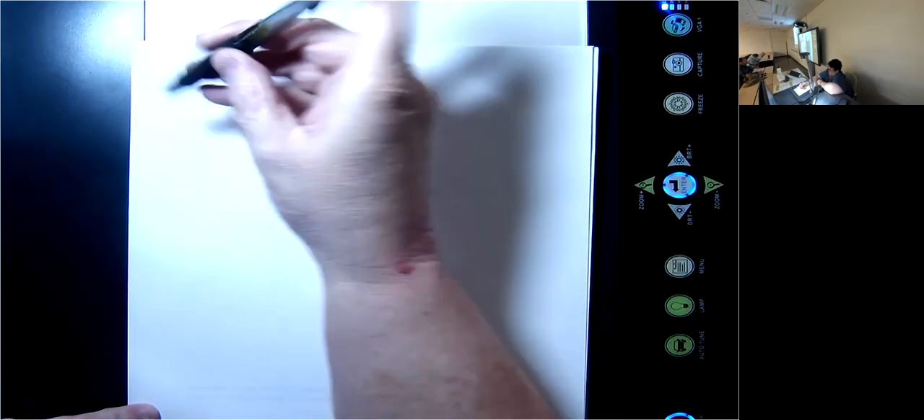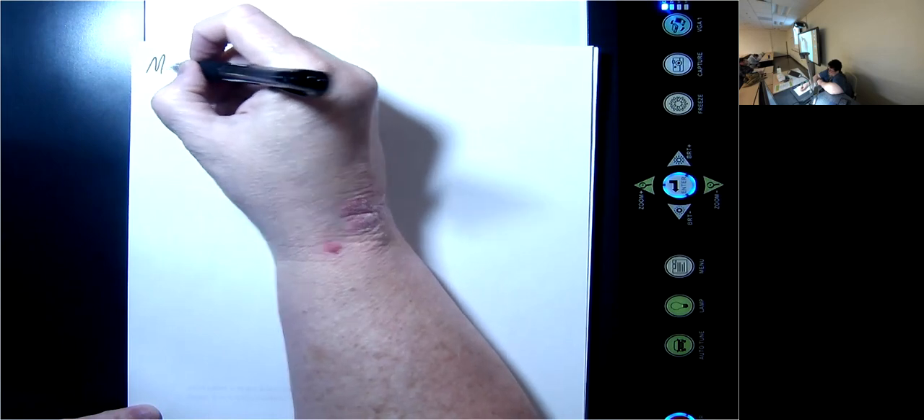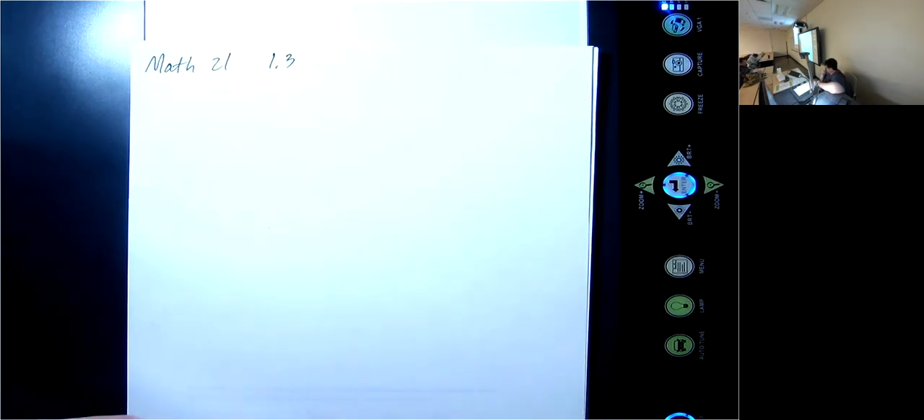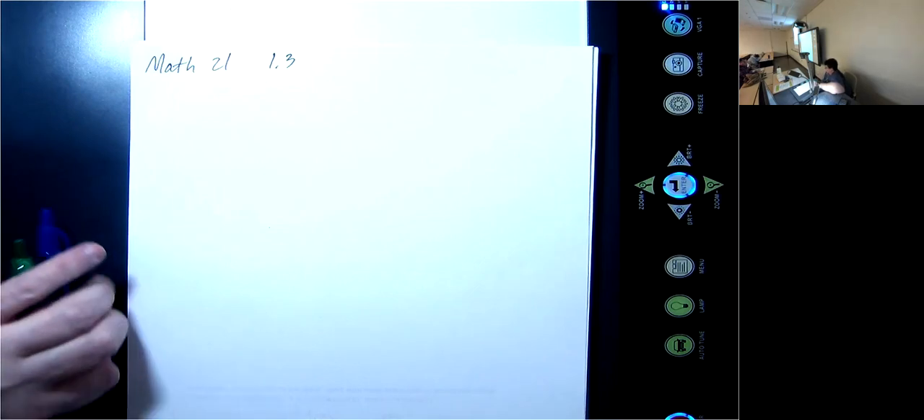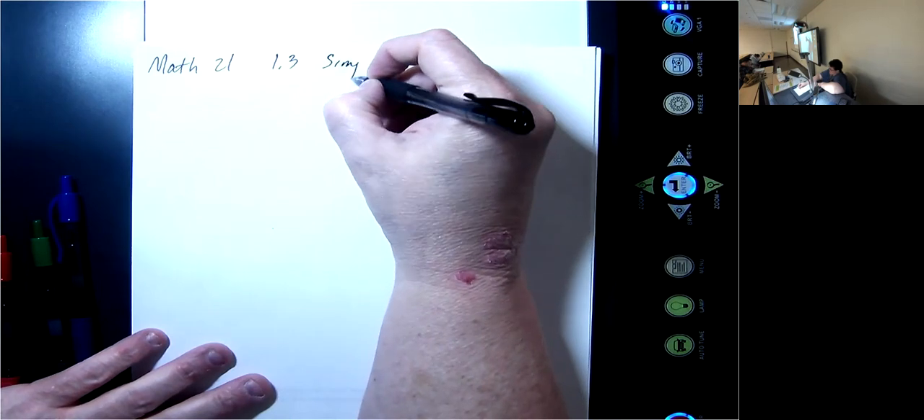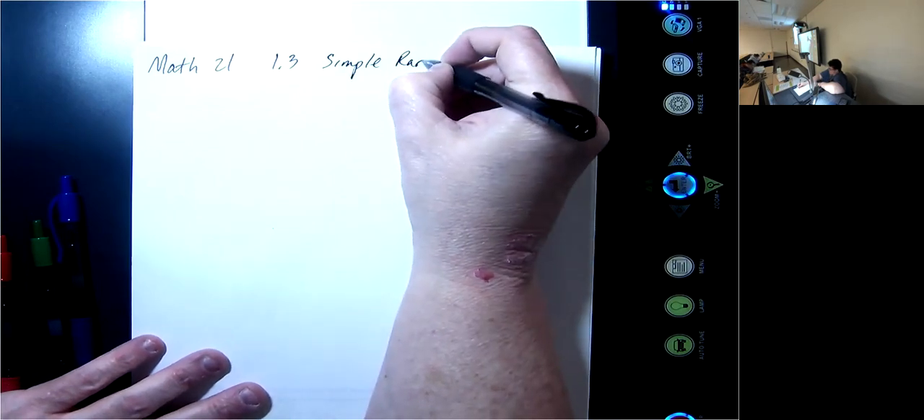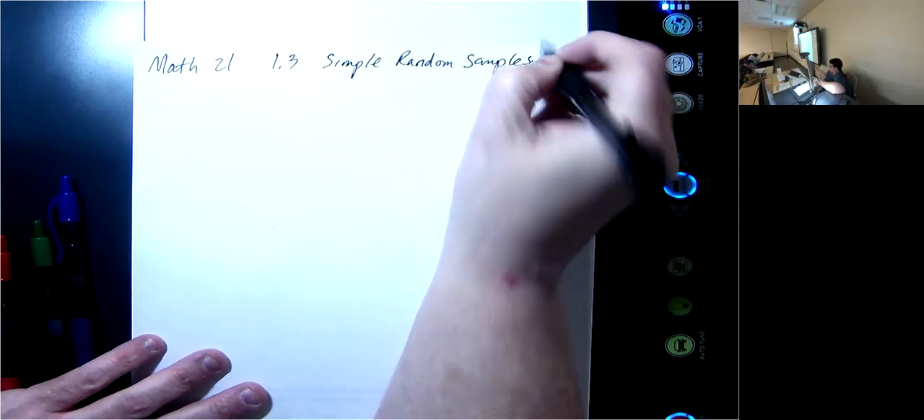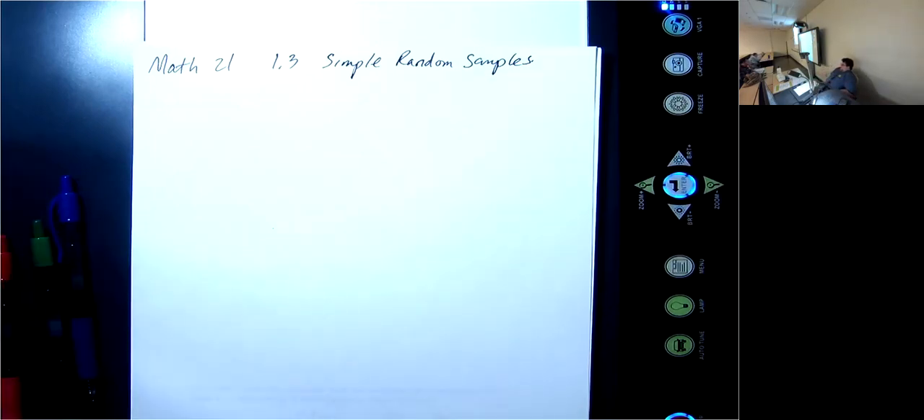So we're going to be doing, this is Math 21. We're starting with 1.3. We'll get through 1.6. The rest are all kind of short and quick or overlapping. 1.3 is on simple random samples. You won't care so much when you're doing the homework because chapter 1's all together.